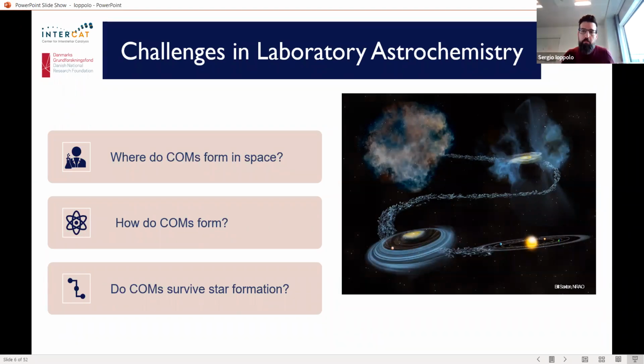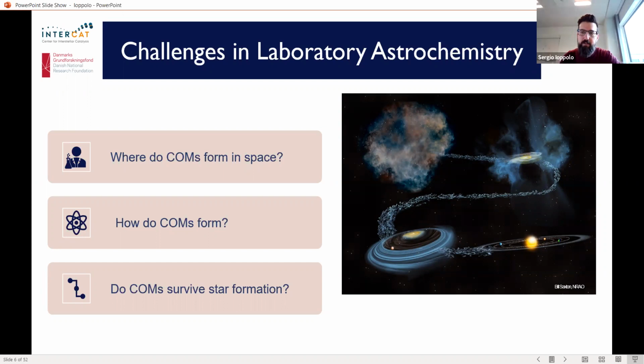Do they form in the solid phase? Most likely it's going to be a combination of the two. But what is the most effective and efficient mechanism that leads to the formation of these species as a function of the physical conditions that you have in the interstellar medium, which are a large variety of those.